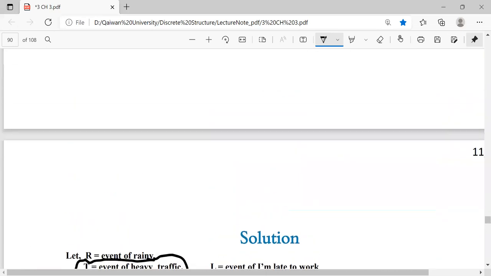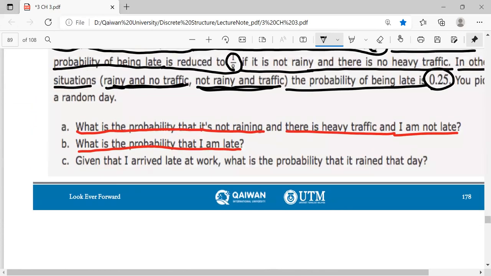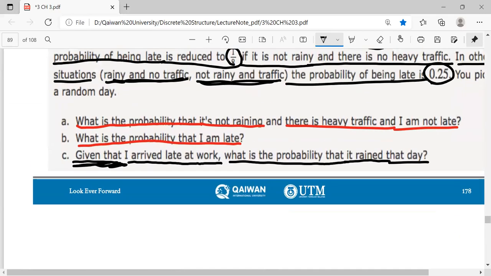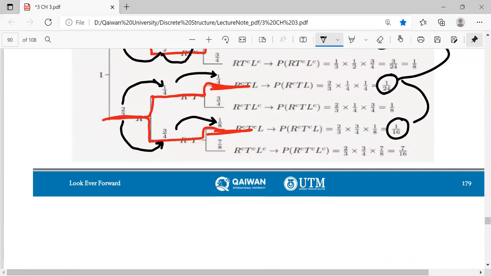The third one, it says, given that, as you see here, it's conditional probability. Since we have given that, if you see the words given that, it means that's conditional probability. Given that I arrive late at work, what's the probability that it's rained that day? So it's given that I arrive late at work. So it's the probability that it's rain on that day.